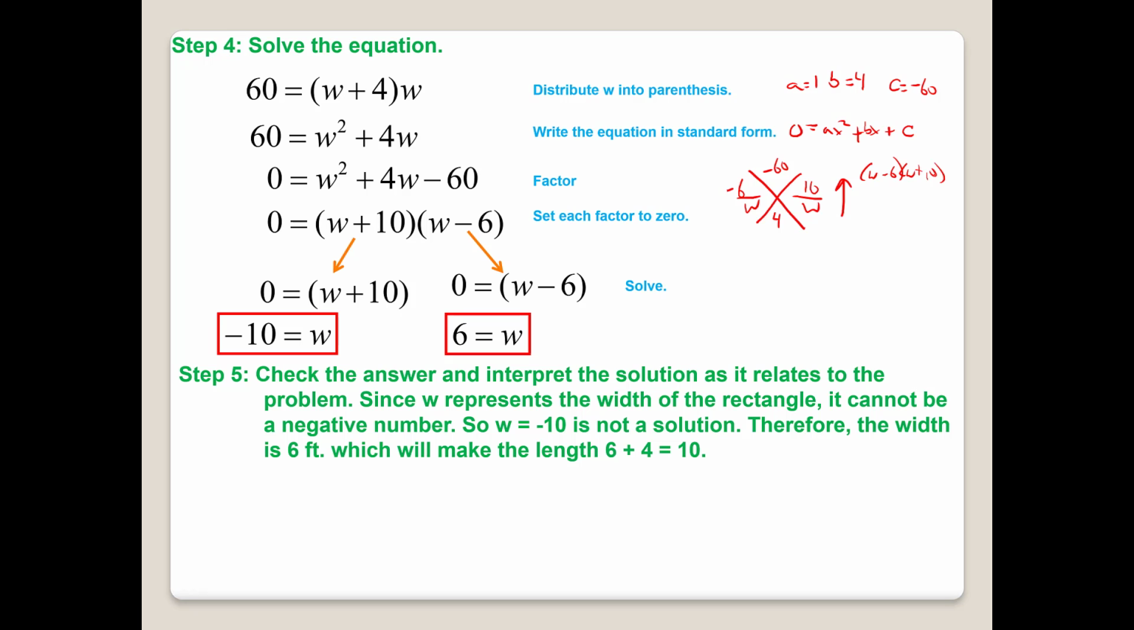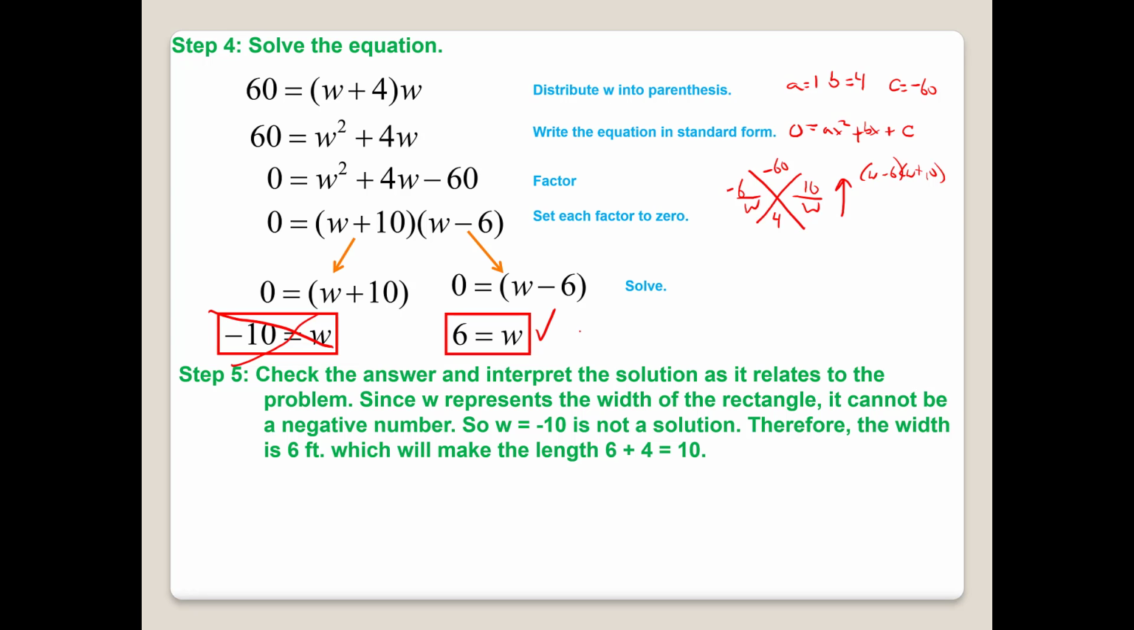Since w represents the width of a rectangle, it cannot be a negative number. So w equals negative 10 is not a solution, right? We can't have a negative width, otherwise you wouldn't even have a box. Okay? So therefore, the width is 6 feet, which makes the length 6 plus 4 equals 10.